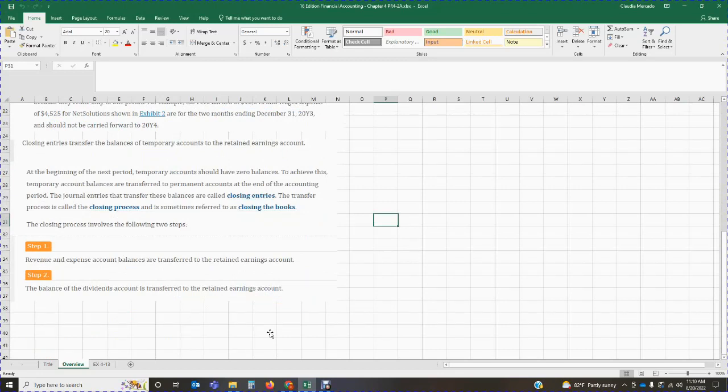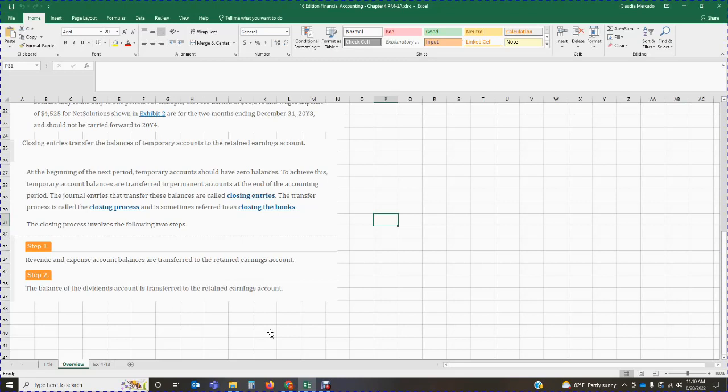Step number 1. Revenue and expense account balances are transferred to your retained earnings account. Step number 2. The balance of your dividends account is transferred to the retained earnings account. So those are the accounts that are going to be closed: revenues and expenses, found on your income statement, and your dividends. So that is what is going to be closed, and that is what we're going to partly cover in this problem.